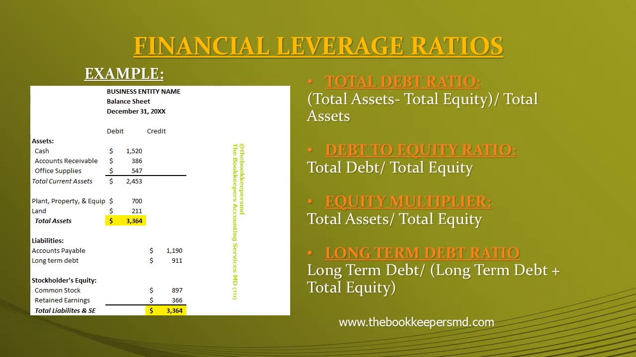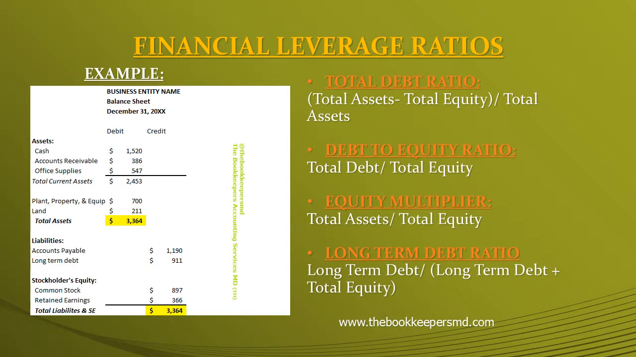The total debt ratio is calculated by subtracting total equity from total assets, then dividing it by total assets, or dividing total debt by total assets. The total debt ratio is one of the financial ratios that evaluates financial leverage to help assist in figuring out financial risk.